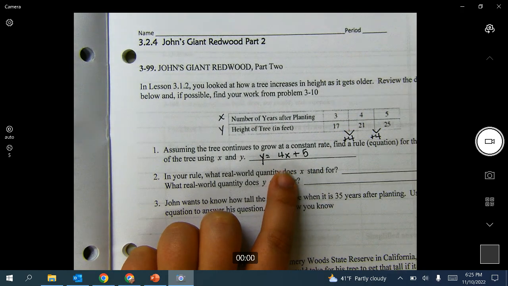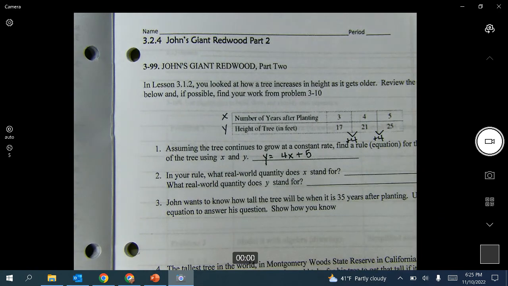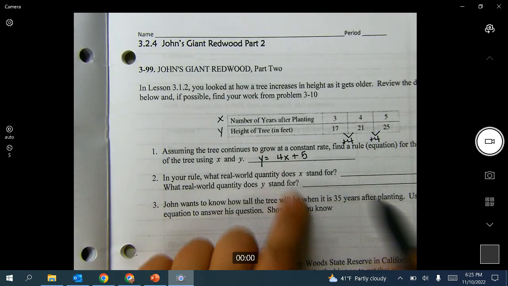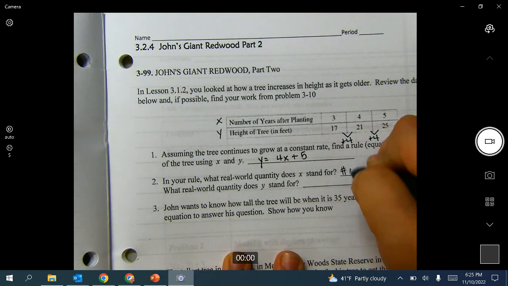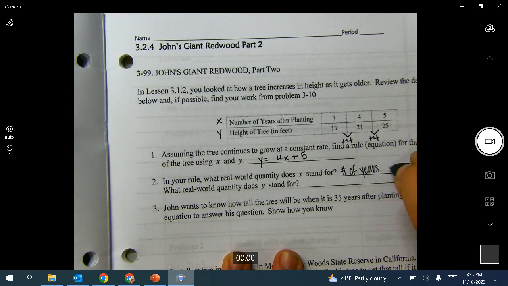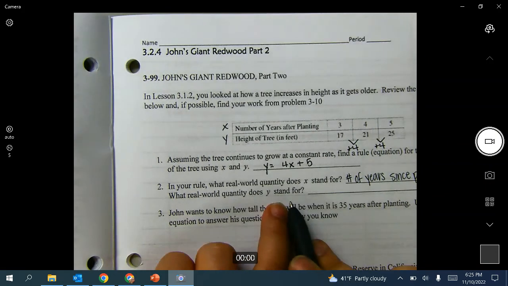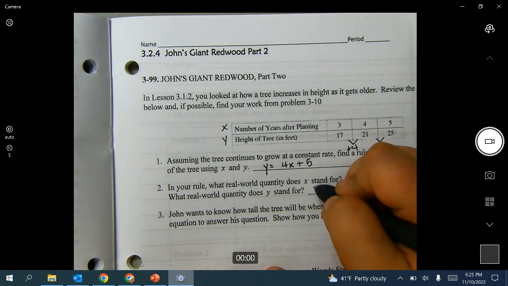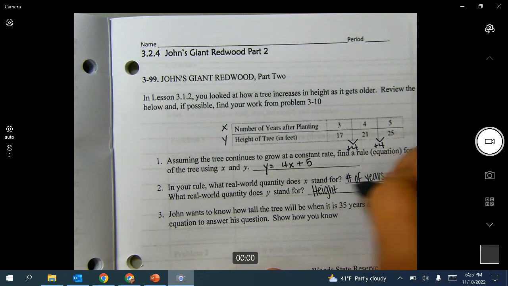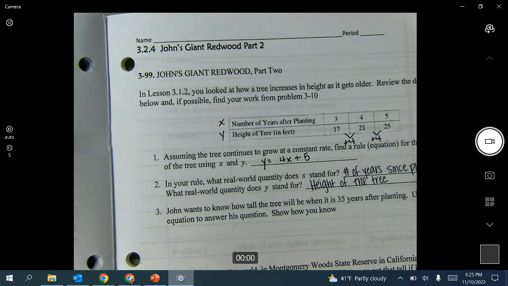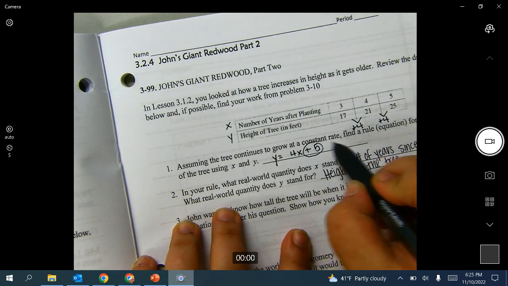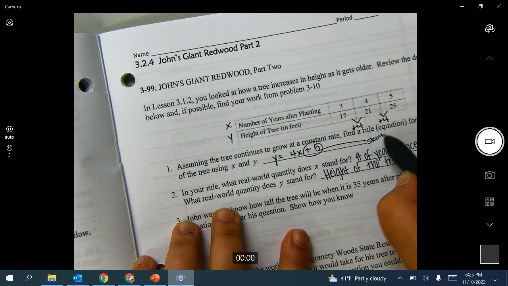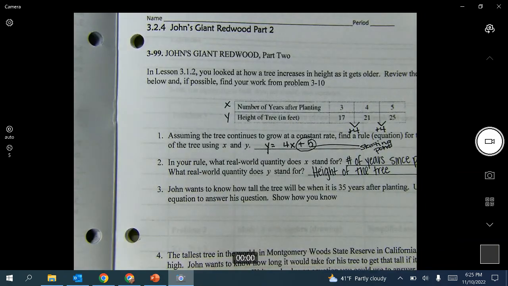So if we think about this, the x in this equation really means the number of years since planting, and y is the height of the tree. And we'll get into this a little bit more later, but this 5, so this plus 5, is actually our starting point. So at year 0, it was 5, and that's how we can figure out that we're starting with a plus 5.